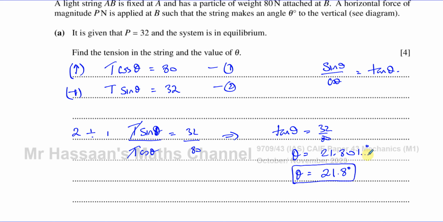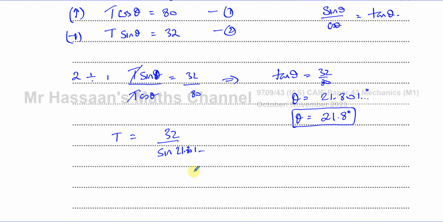But we've written this down in some more accurate form. We have it in our calculator in some more accurate form. That will help us to now find what t is. So we can use either of these two equations to find what t is. So I can say t is equal to, for example, 32 over the sine of 21.801. And I will use it in its more accurate form so I don't lose accuracy in my answer.